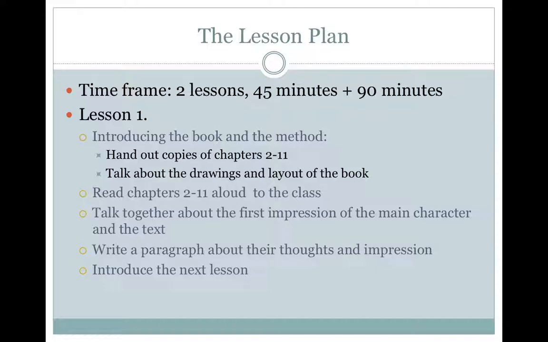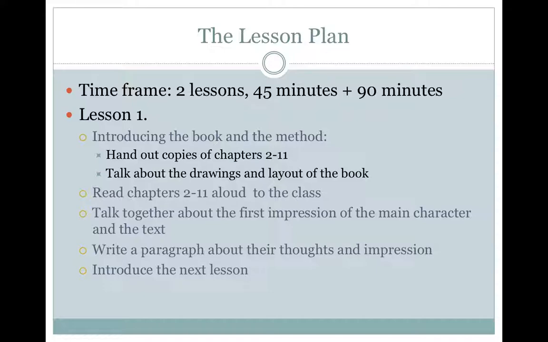So I have six books, but I've decided to hand out copies of chapters 2 to 11 first. Then they can write and take notes on the paper, and they can use it when they have the role play later. Also, I want to give them the text so that they can talk about the drawings, the layout of the books, and get a whole understanding of how the chapters are numbered and that type of thing.